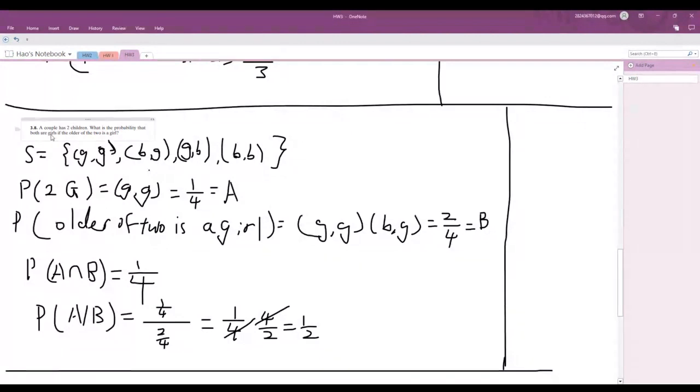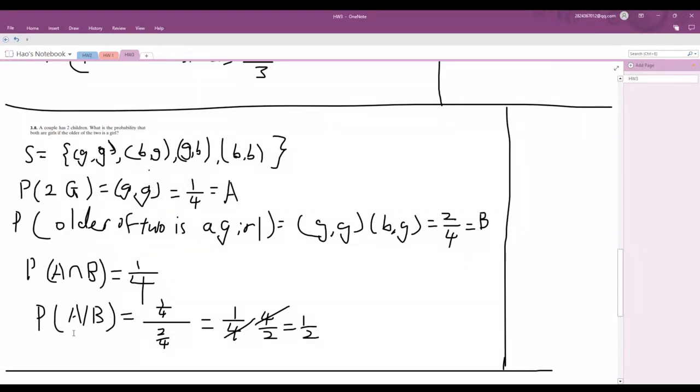I'm going next. My question is, a couple has 2 children. What is the probability that both are girls if the older of the 2 is a girl? The sample space is here. And the probability of 2 girls is this one, G and G, 1 over 4. And the older one is a girl. It's either GG or GB, so it's going to be 2/4. And the probability of both girls and the older one is a girl is 1 over 4. It's this one, the same as 2 girls.